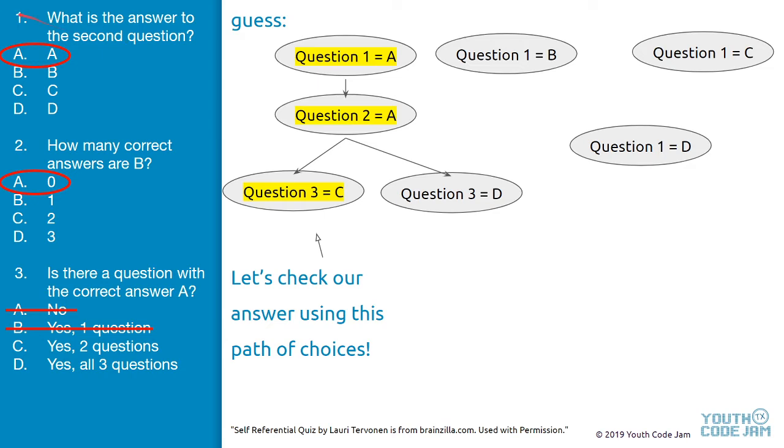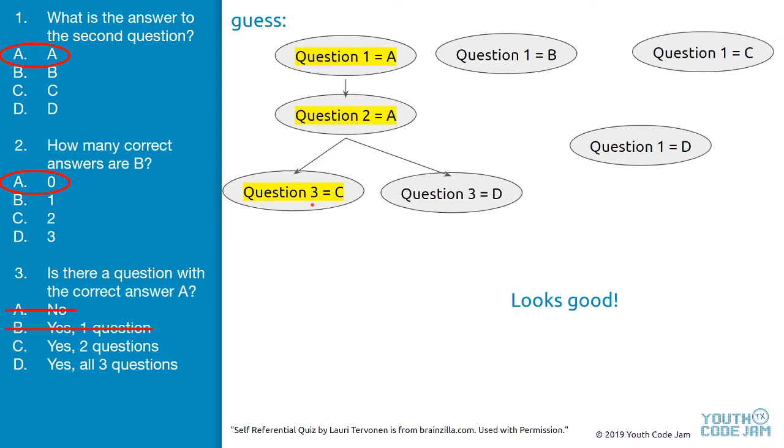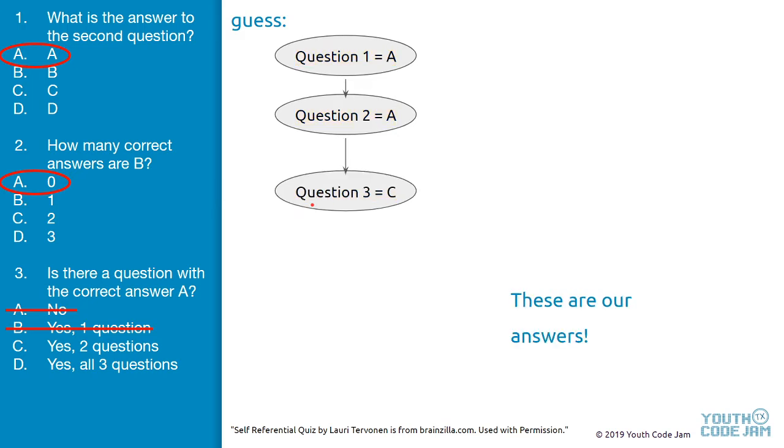So if question 1 is equal to A, then the answer to the second question is A. That checks out. If question 2 is equal to A, then there are 0 correct answers that are B. Based on this tree that we're using, that makes sense. And if question 3 equals C, then there are 2 questions with the correct answer A. And this side of the tree, 1, 2, yep, that looks right. So these are our answers. Whichever side of the tree we trace, all the answers make sense together. So that would be where question 1 is equal to A, where question 2 is equal to A, and question 3 is equal to C.